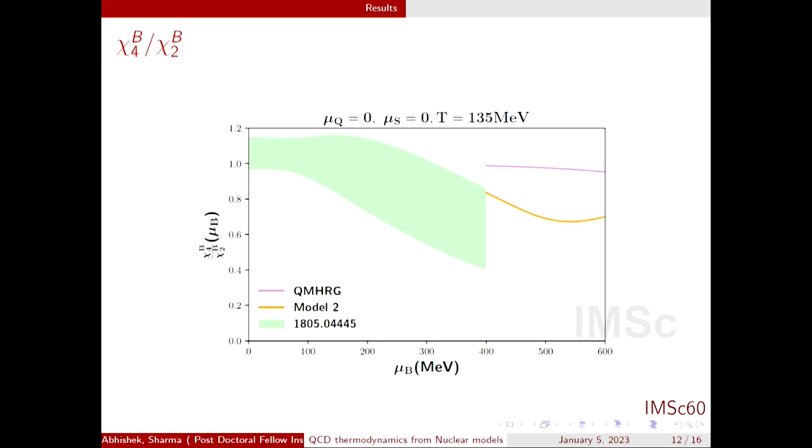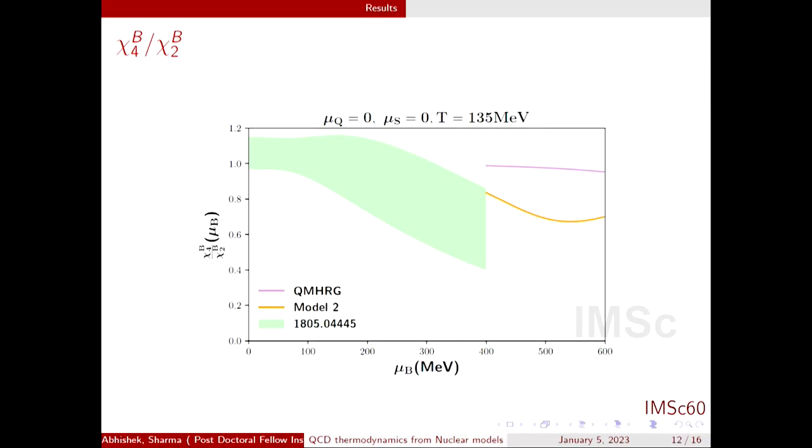So this is one of our results. In this plot, on the y-axis, we have the ratio of fourth order to second order derivative as a function of mu b. The green band is a result from lattice QCD for this result. The plum colored line is the hadron resonance gas model result without any interactions, and the orange line is a result from the nuclear model.